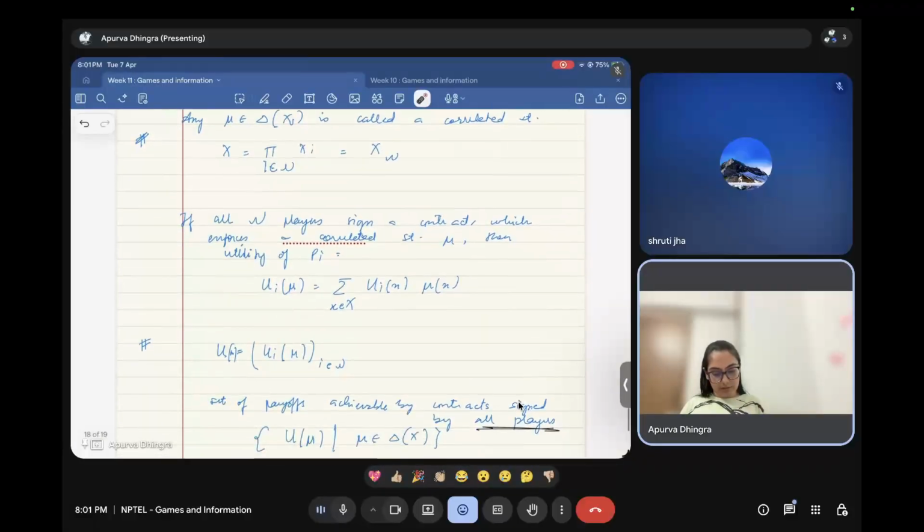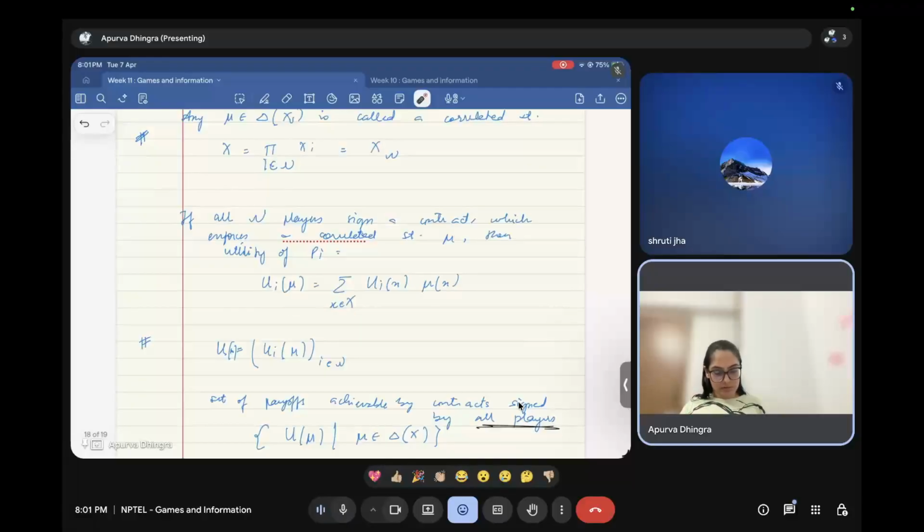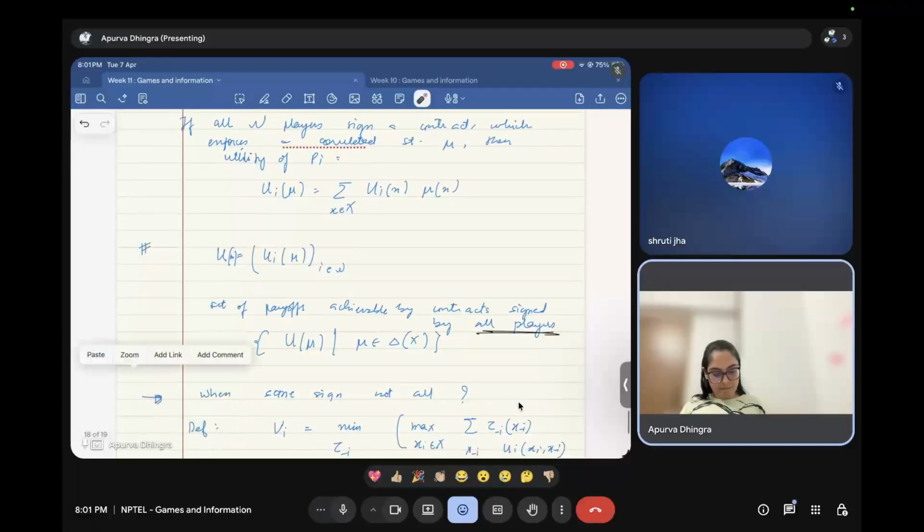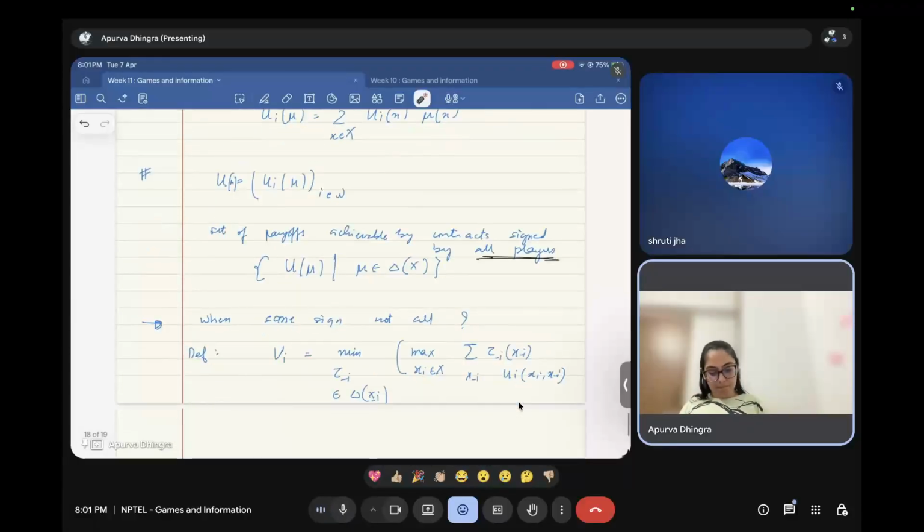Meaning, we could write, for example, the utility of player i for the distribution mu. This is the utility of i for an action x, multiplied by the probability of that action x. X is referring to a profile, not just one action, so all the players. So what actually happens is that the set of payoffs that are achievable by a contract signed by all players is this.